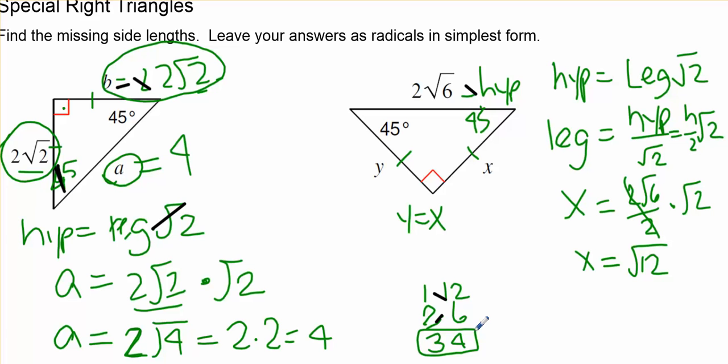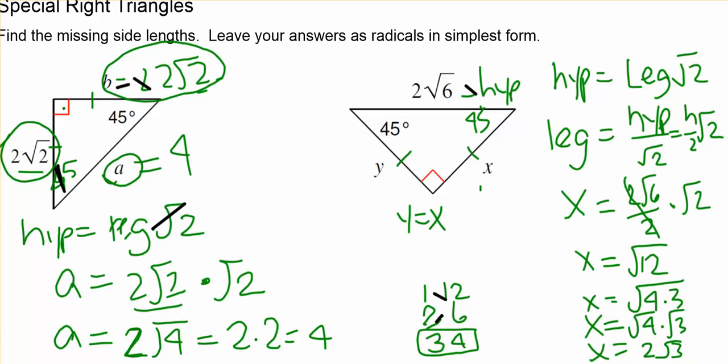So we can rewrite that radical as the square root of 4 times 3. And I do that on purpose because when I break it up, I want the number that's going to come out. So that's going to be the square root of 4 times the square root of 3, and x equals 2 times the square root of 3. So x equals 2 times the square root of 3, and y equals 2 times the square root of 3. Okay, so those are those two.